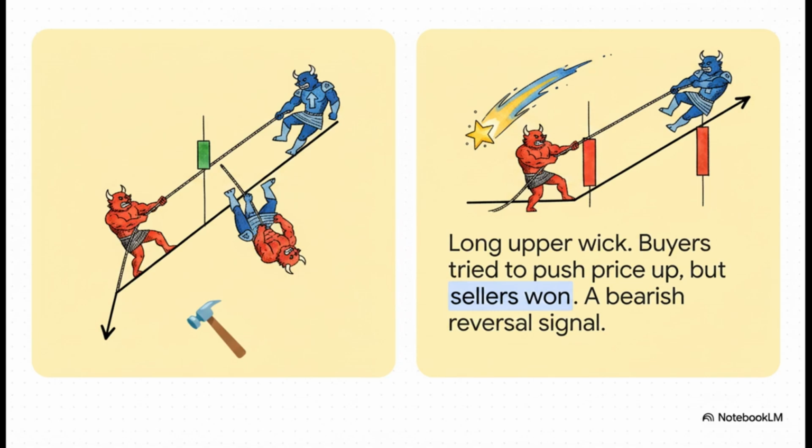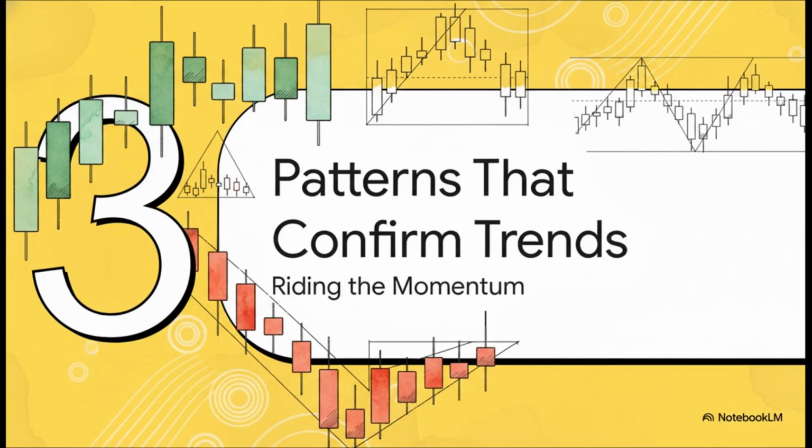That's a classic bullish signal. The shooting star, it's the exact same story, just flipped upside down for a bearish reversal. Okay, so now we know how to spot a potential U-turn, but what if we want to just ride the wave? Well, sometimes the charts give us signals that the current trend has a lot of gas left in the tank. We call these continuation patterns.